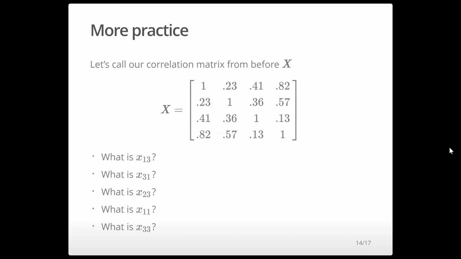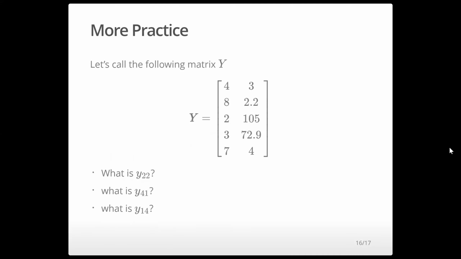And then x11 and x33 are both going to be 1, because in a correlation matrix, any element that has the same row and column index is always going to be 1. That's the diagonal. And there are your answers.